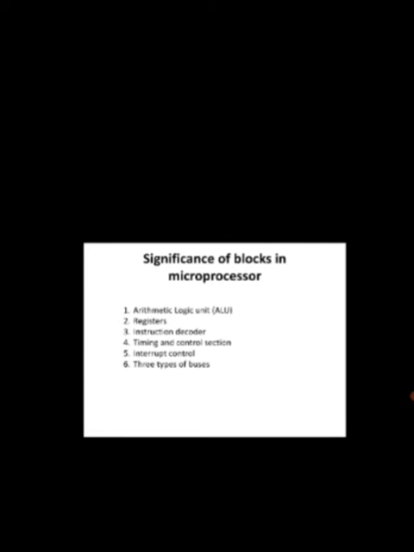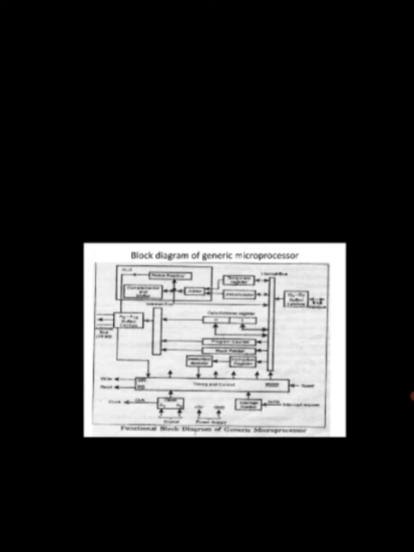The next is the timing and control section. You can see the timing and control section. This block works as per the signal given by the instruction decoder. So what does the instruction decoder do? It takes the instruction from the instruction register and decodes it, and it gives the signal to the timing and control block. So as per the signal given by the instruction decoder, it generates the appropriate signals to control the respective devices in order to execute the instruction.